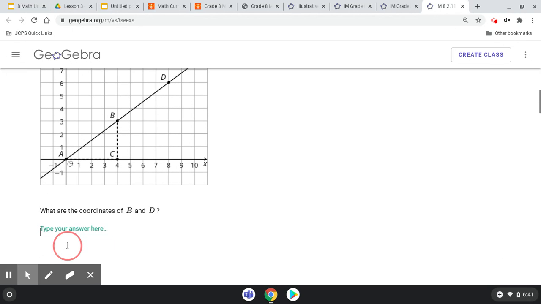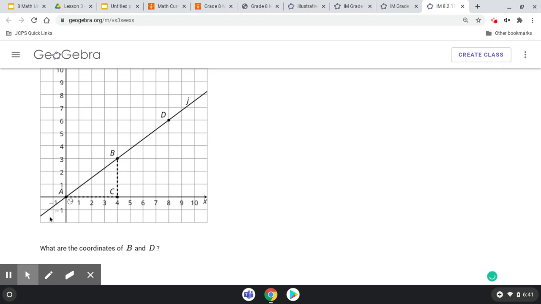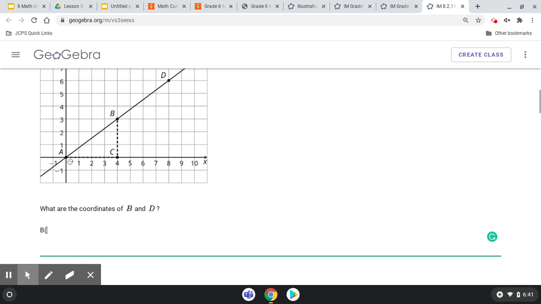So the first question asks, what are the coordinates of B and D? So let's start with B first. So we're going to make a capital B and go ahead and open our parentheses. Now remember that it's always going to be labeled X, comma, Y. So let's find out what our X is. So B is right here. So our X is going to be 4. So let's go ahead and put the 4 in there and add a comma. This is the proper way to write this. If you don't put in the parentheses, it's technically not correct.